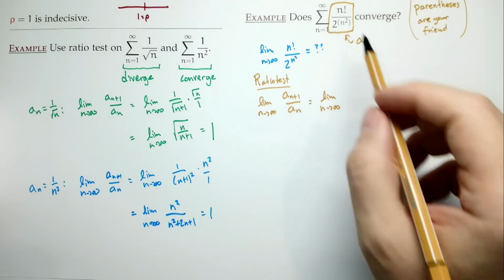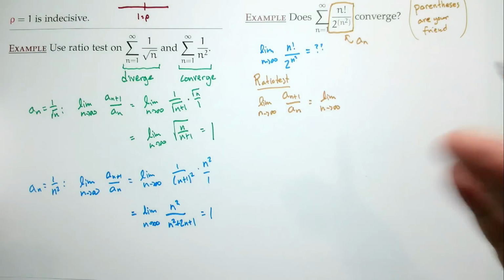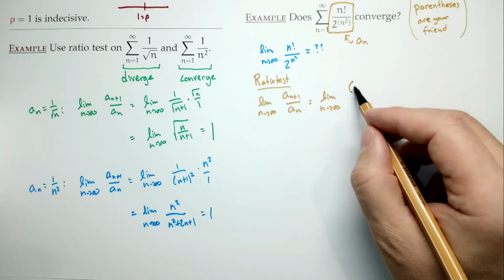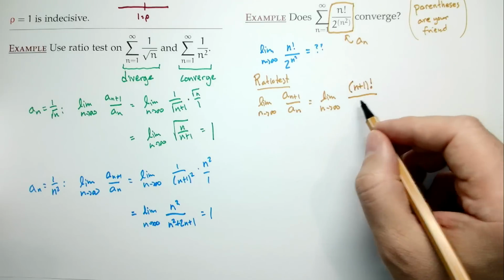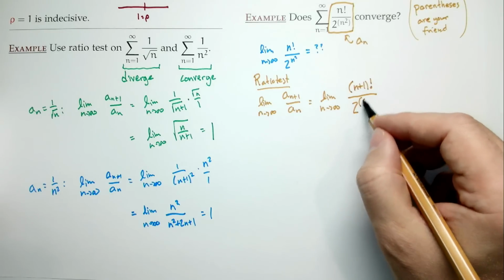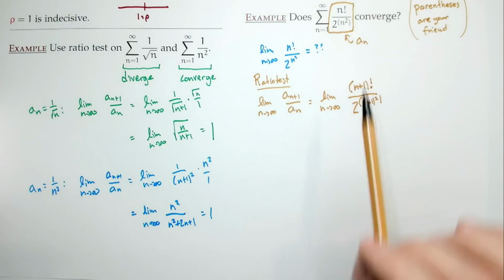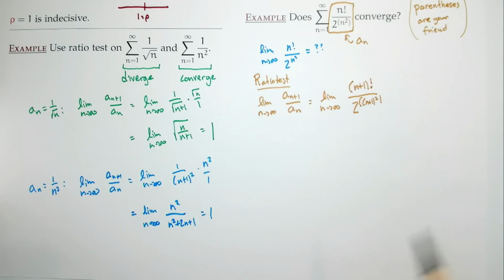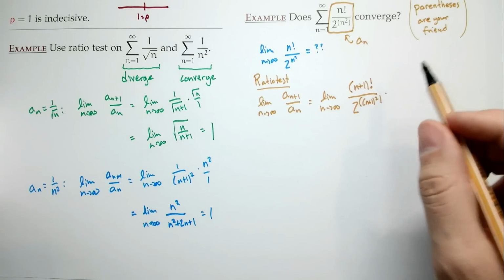So, here we go. To find a sub n plus 1, I'm going to come into this expression, and everywhere I see an n, I'm going to put an n plus 1. So, parenthesis, n plus 1 factorial, divided by 2 to the n plus 1 squared. You see what we did there? Everywhere we saw an n, we replaced it by n plus 1, and we were very generous with our parentheses. Now, how about a sub n? Well, we're just copying it.